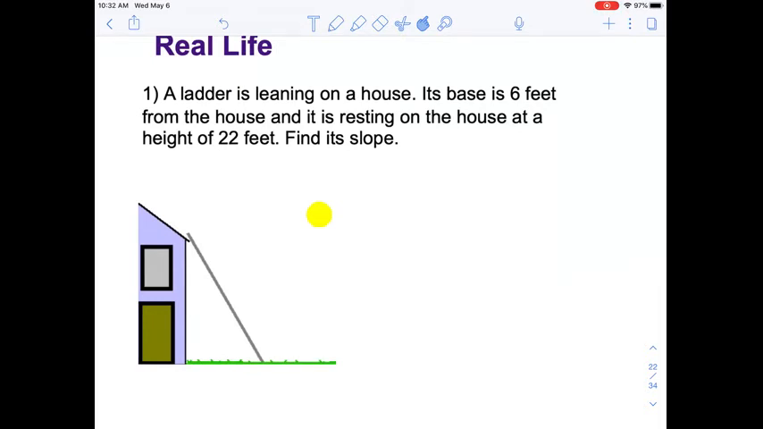So number 1 says a ladder is leaning on a house. Its base is 6 feet from the house, and it is resting on the house at a height of 22 feet. Find its slope. So for this case, if we pretend like the house and the grass here is the origin, we know that it's 6 feet from the house, and we know that it is 22 feet high. We're going to find the slope.